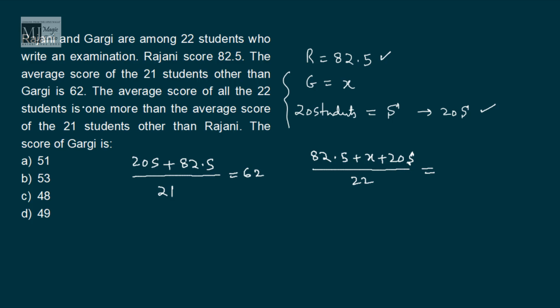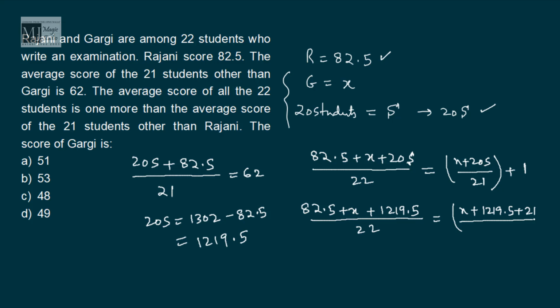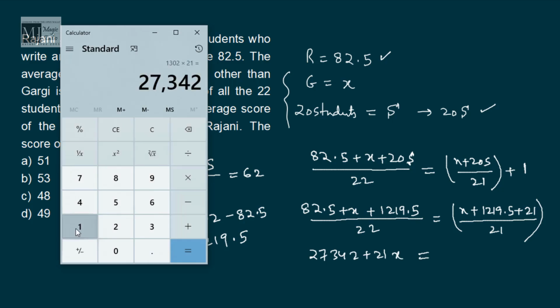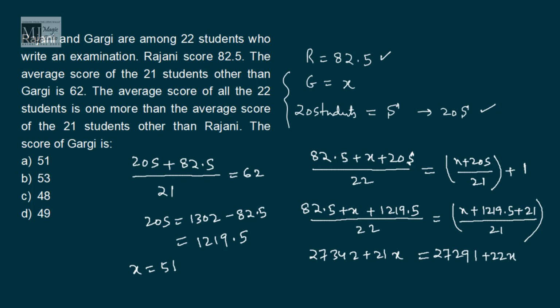This is the average score of all 22. This is one more than the average score of the 21 students other than Rajni. So this is (X plus 20S) by 21, one more than this, plus 1. Now, shall we solve this now? That gives 51. The score of Gargi is 51, option A.